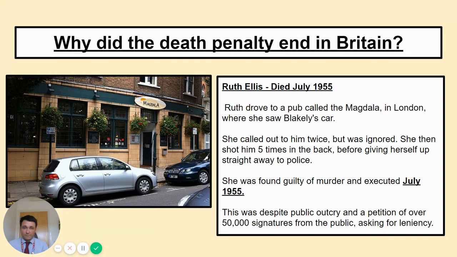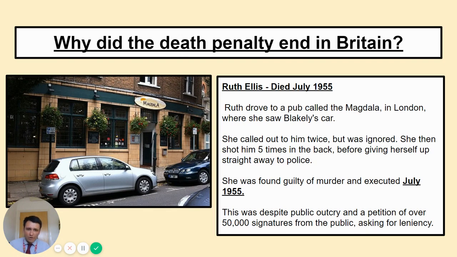She was ignored. So she then pulled out a gun that she was carrying, shot him 5 times in the back in the packed street in London, and then dropped the gun and gave herself up straight away to a policeman who was nearby. Now, this was seen as a clear indicator of murder, lots of witnesses, found guilty, and she was executed in July 1955. But again, there was more to this story.